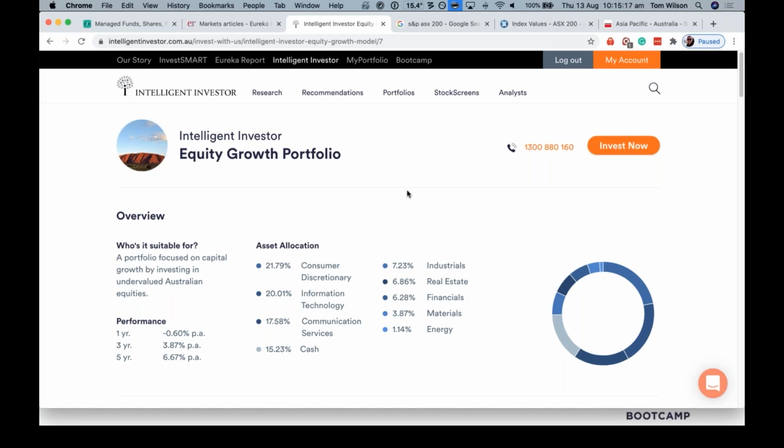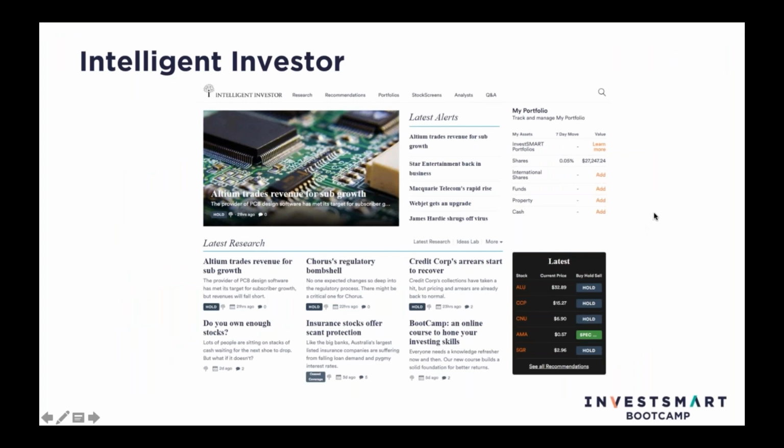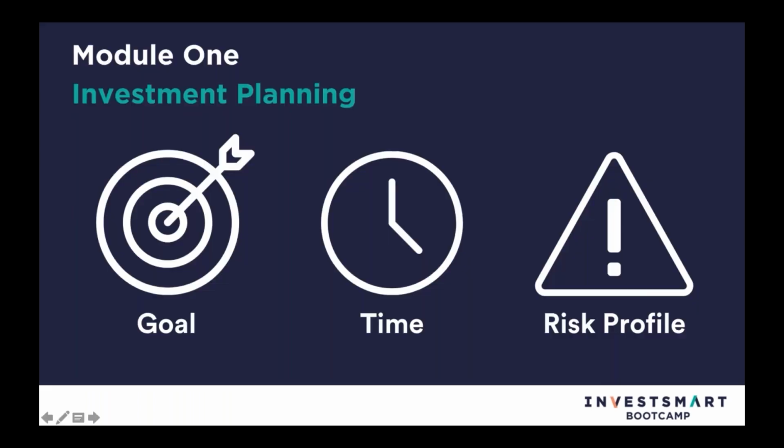But basically, to sum up that little section, there's a lot of information in Intelligent Investor and in Eureka Report, and you've got the 4 weeks access if you're not already a subscriber. So definitely take advantage of that and see what it's got to offer. I spend hours myself on it, just reading all the content, and they're approachable. You can ask analysts questions, usually on the research pages that they publish. You can comment below and ask questions directly, and they get back to you.